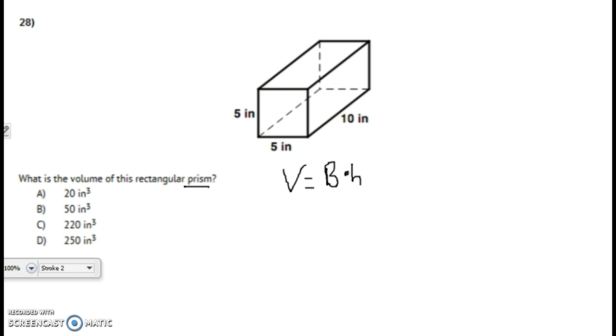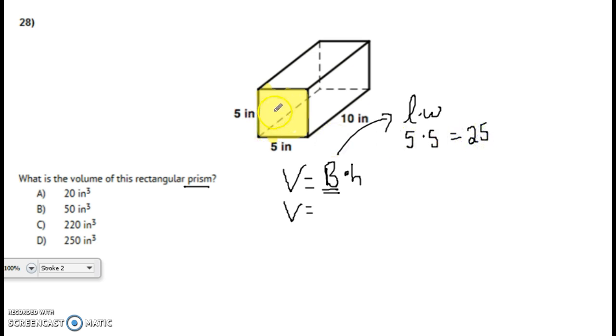So if we look at this problem, the base is this square right here. So the first thing we need to do is find the area of that base. And a square, you do length times width. So to get this big B, we're going to do length times width. I'm just going to make a note up here. In other words, it's going to be 5 times 5, which is 25.